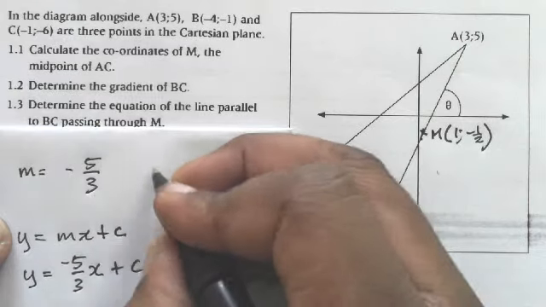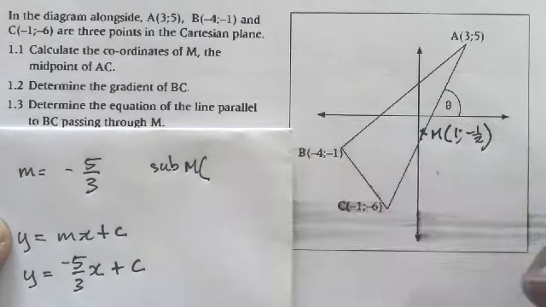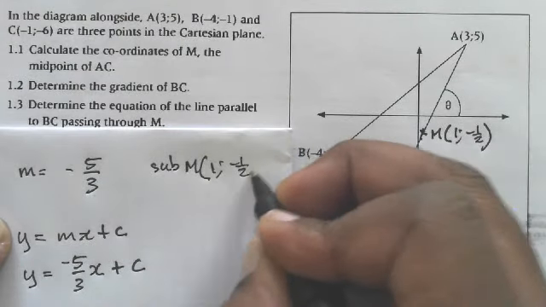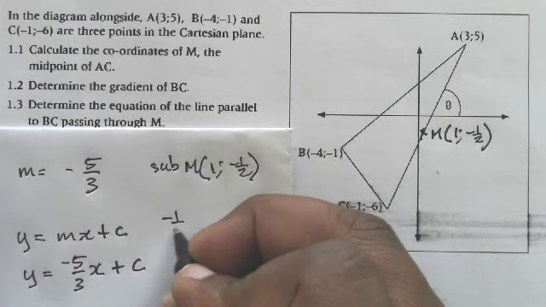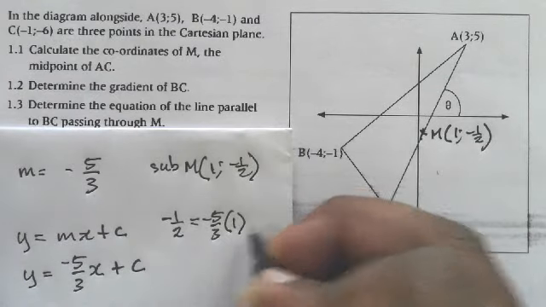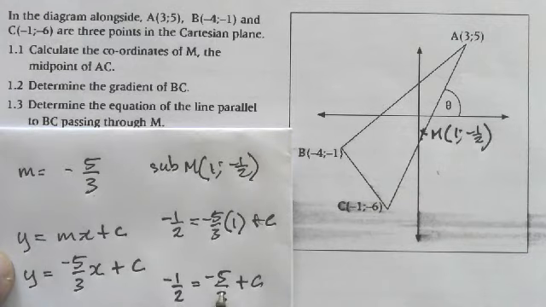Well, this is when you're going to sub in this point here, M: 1 and negative half. Basically, where there's x, you replace with 1. Where there's y, you replace with negative half. So it's going to be negative half is equal to negative 5 over 3 times x, which is positive 1, plus c. And then negative half equals negative 5 over 3 plus c.